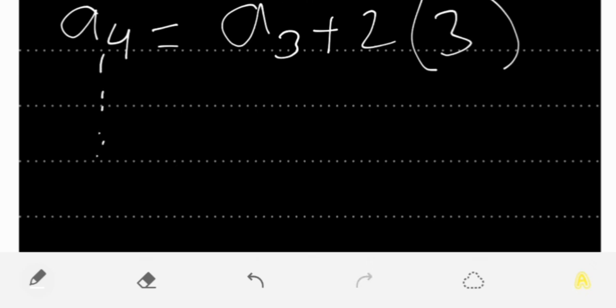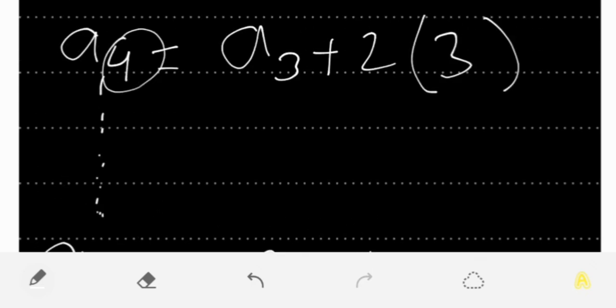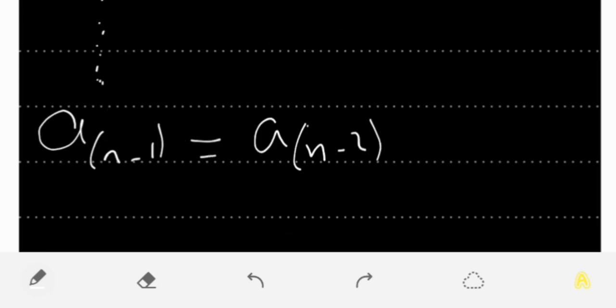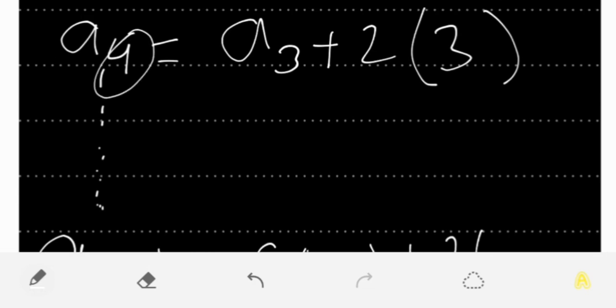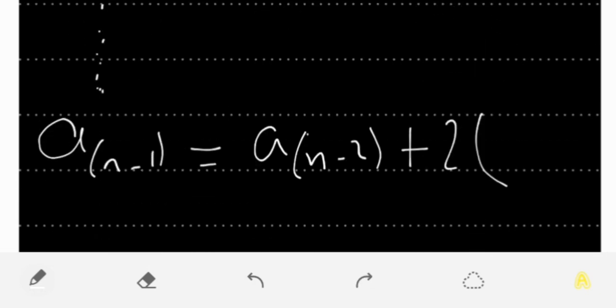We can go on doing it for a5, a6, a7, and we can do it for a of n minus 1, which is going to be what? A of n minus 2. Look, here it was 4, so here it was 4 minus 1, right? Plus 2 multiplied by, here it was 4, here it was 3. So it is 4 minus 1. Here it was n minus 1, so it is n minus 2. And here 2 multiplied by n minus 1.